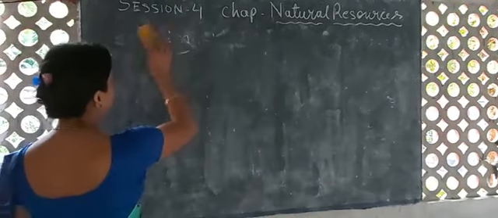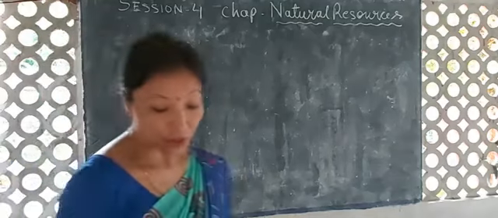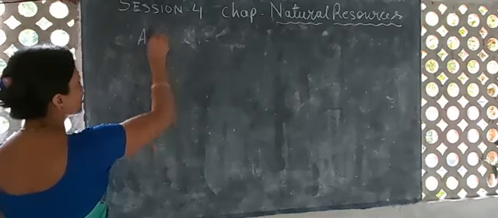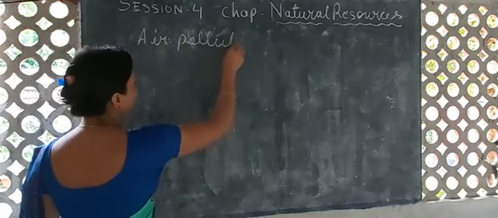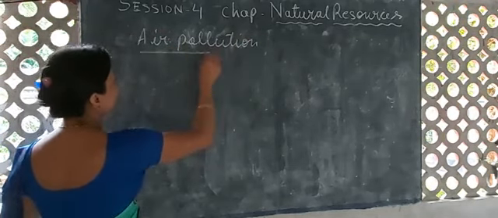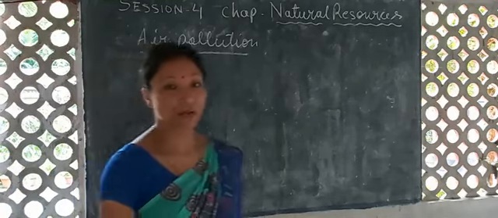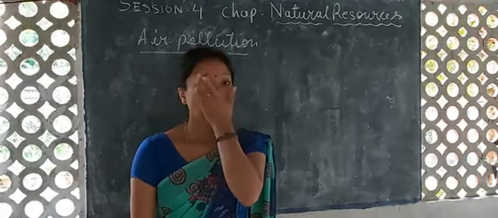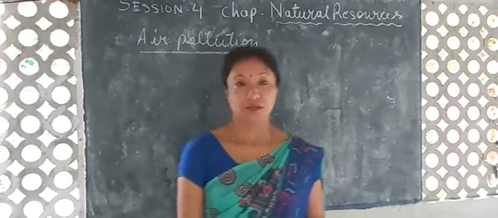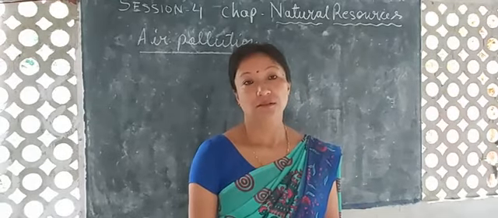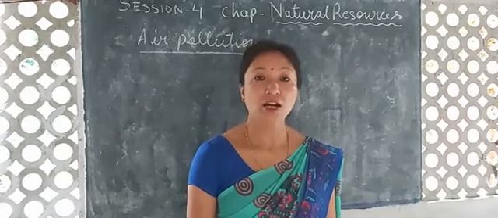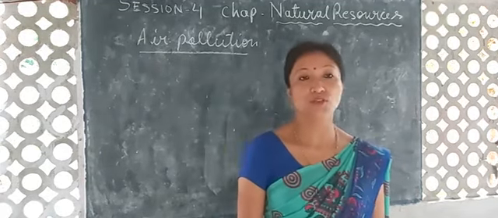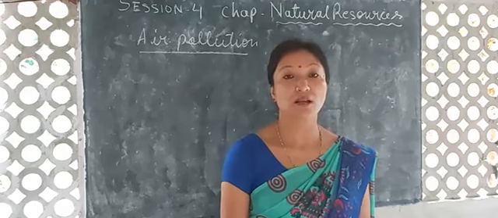Okay, then let us talk something about air pollution. So what do you mean by air pollution? Air pollution means what? Addition of dust particles into the air will result in what? Air pollution. Now these dust particles which will pollute the air, which spoil the air, are known as what?